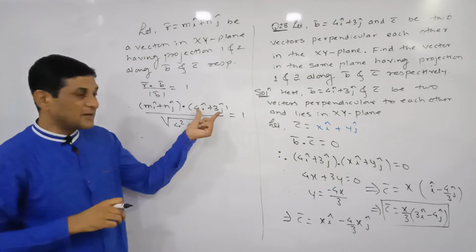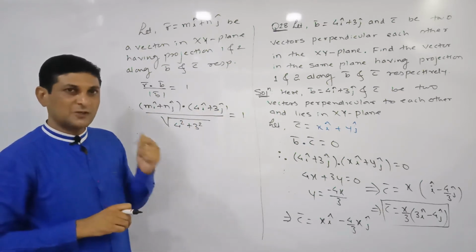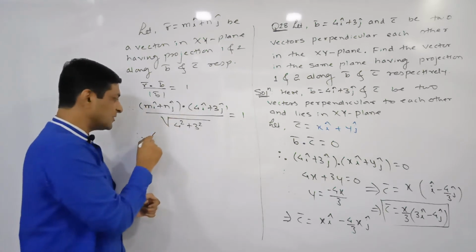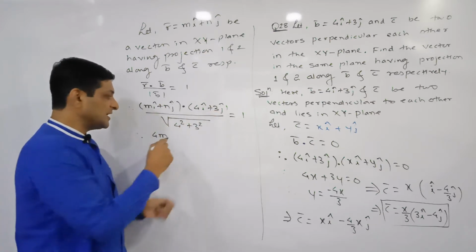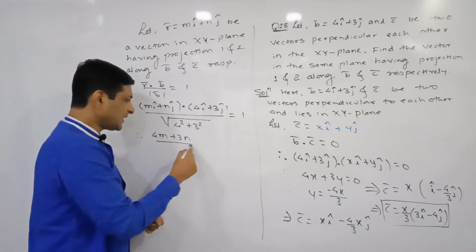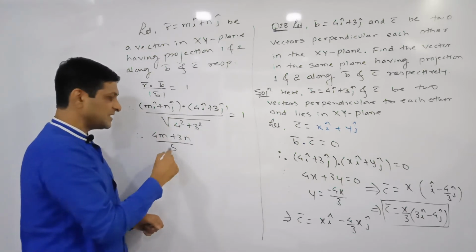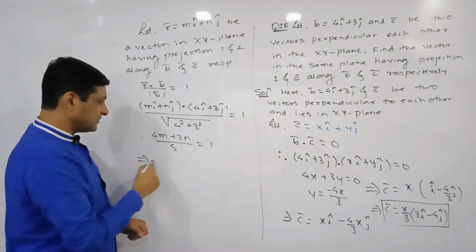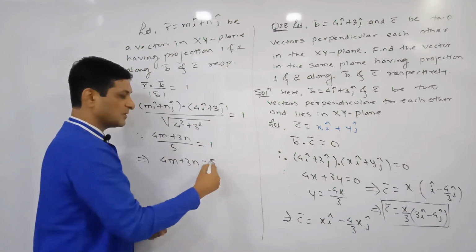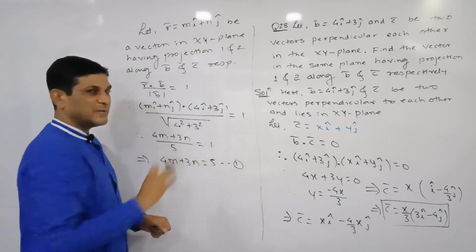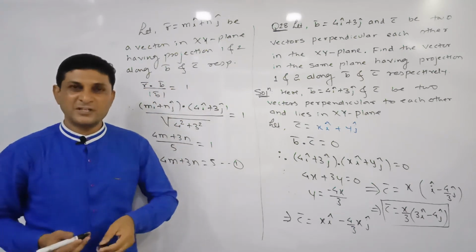Both the vectors are in Cartesian form. At that time, to find the dot product, first take the product of coefficients of i cap, means 4 into M equals 4M. Then take the product of coefficients of j cap, means 3 into N equals 3N. In the denominator, 16 plus 9 is 25, square root of 25 is 5, equals 1. So 4M plus 3N equals 5, which gets multiplied on this side: 5 into 1 equals 5. In this way, using the first condition we have got one equation in terms of M and N.